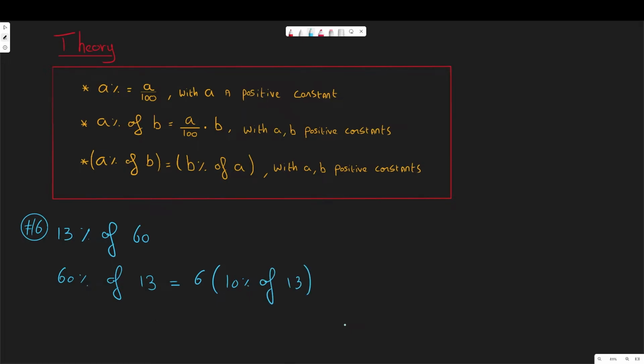And 10% of 13, well, is just 13 divided by 10. So we'll get 6 times 13/10. And 6 times 13/10, well, 6 is the same as 2 times 3 times 13, and 10 is the same as 2 times 5. So we can cancel the 2's. And 3 times 13 is 39/5. So this is going to be our answer.